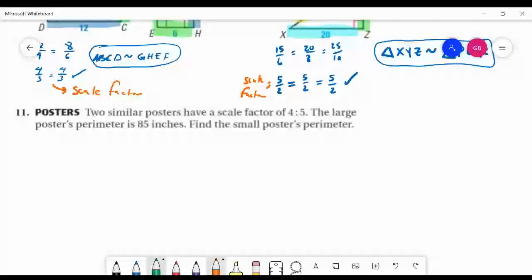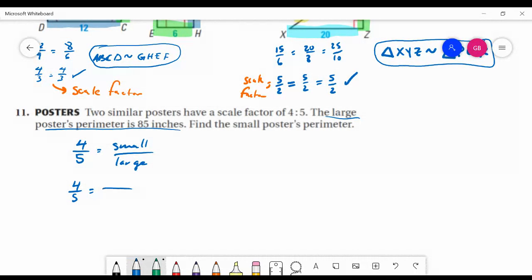Okay, so perimeters also correspond using the scale factor. So we started with the scale factor of 4 to 5. That should be equal to the perimeter of the small poster over the perimeter of the large poster. So 4 to 5 should be, we have the large poster's perimeter, so that goes in the bottom. What we don't have is the small one, so we're going to call that x.